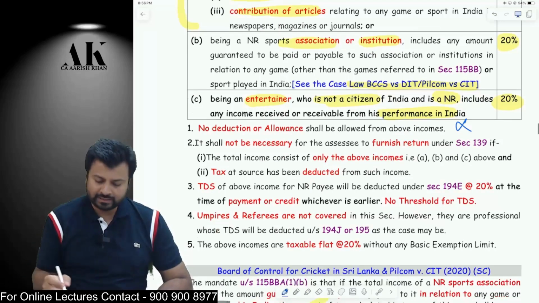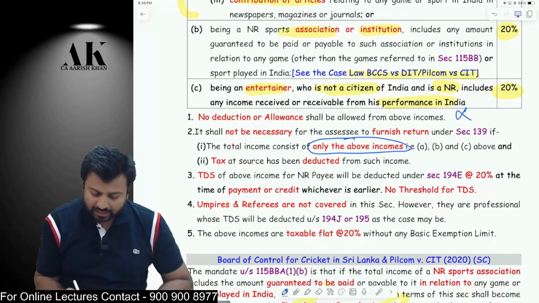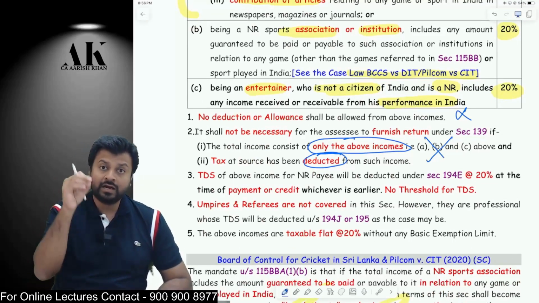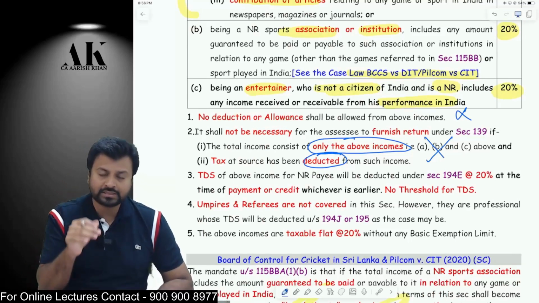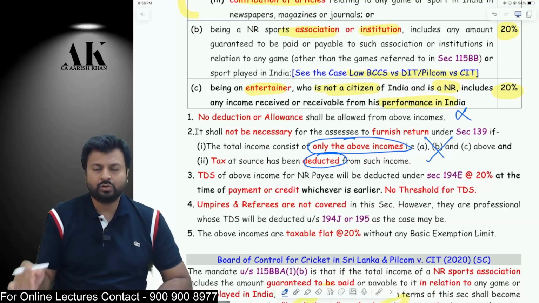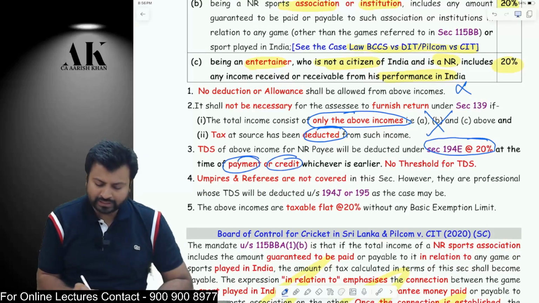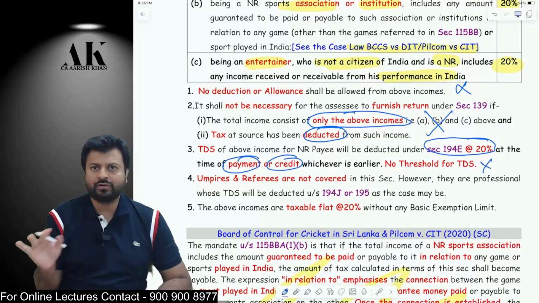Whether they are liable to file an income tax return: if they earn only this income and the TDS is deducted, there is no need to file the income tax return. TDS will be deducted under which section? Under 194E at the rate of 20% on payment or credit, whichever is earlier. There is no threshold for deduction of TDS. Every time you make a payment, TDS will be deducted.